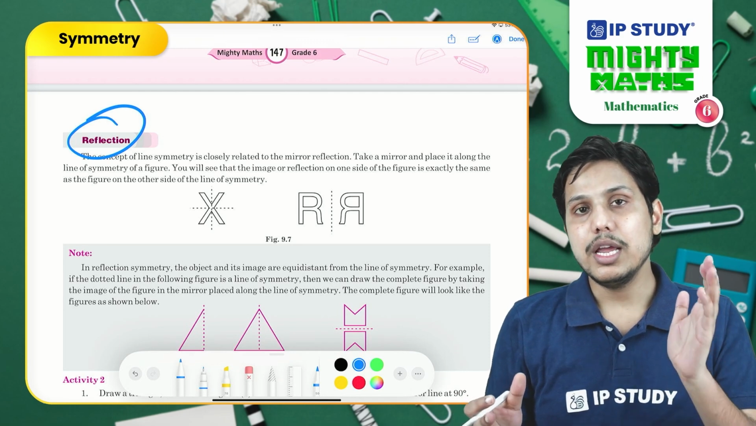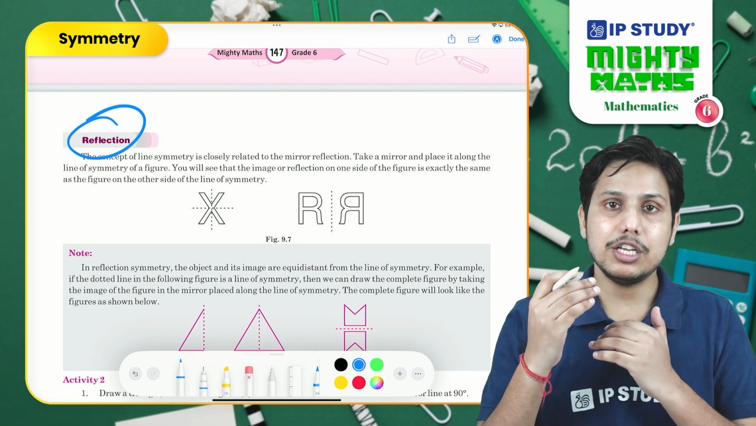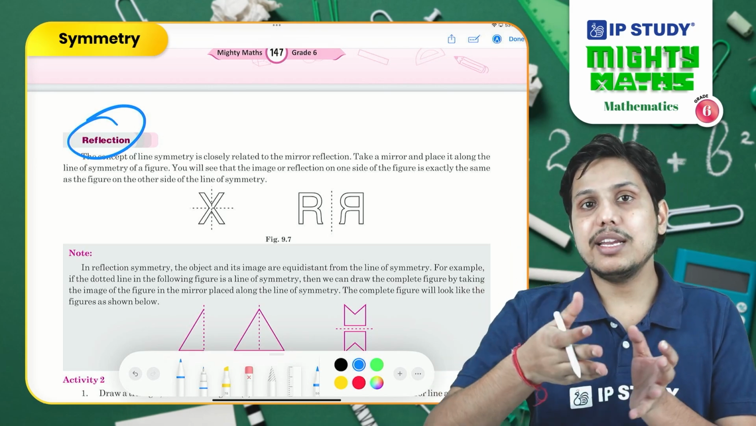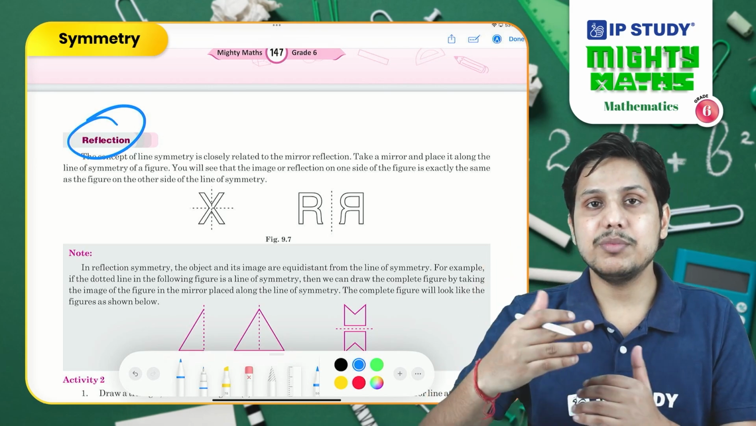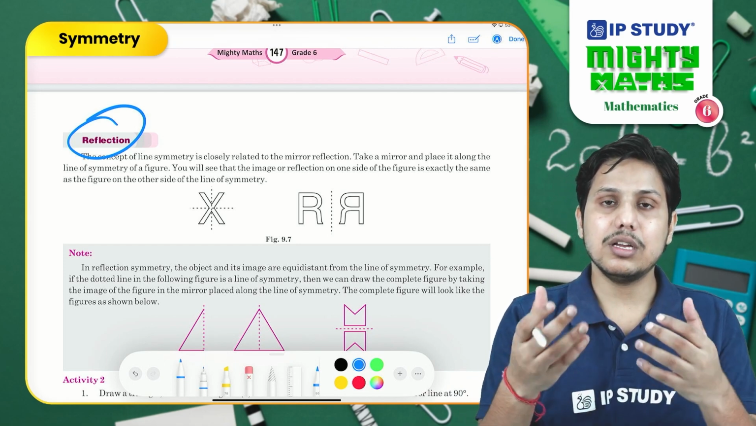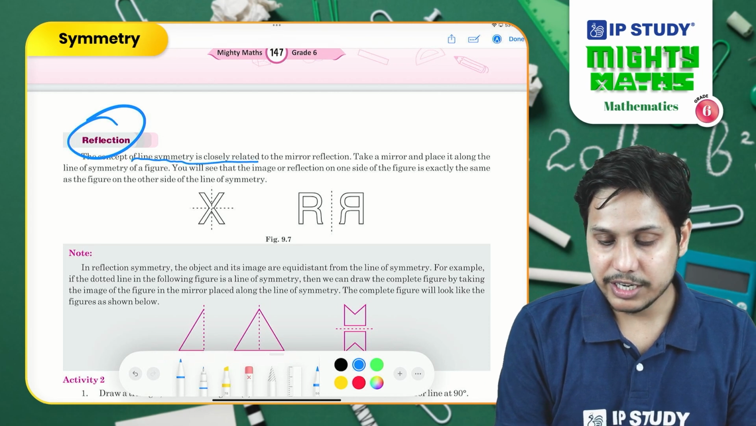Let's suppose we are standing in front of a mirror. What will you see? You will see an exact copy of yourself in the mirror. Now the mirror is acting like a line of symmetry, and the two objects, or two figures, are exactly the same as each other. So the concept of line symmetry is closely related to mirror reflection.